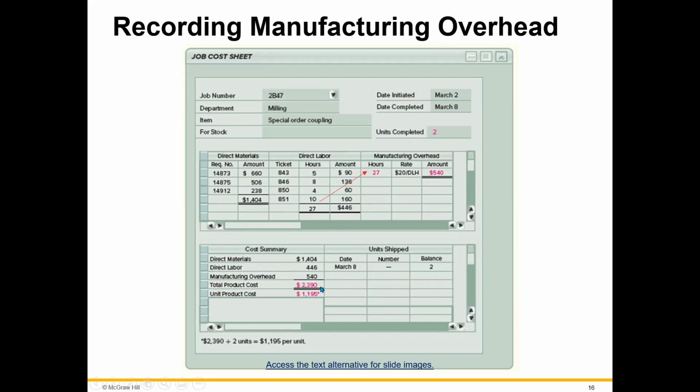And now we can add the overhead to the other two cost items, and you got a 2390 total cost. And in this job, there are 2 units. Okay, so you can see the units. So each job, you can have a different number of units. So use the total cost divided by the total units. We got a cost per unit for this job.